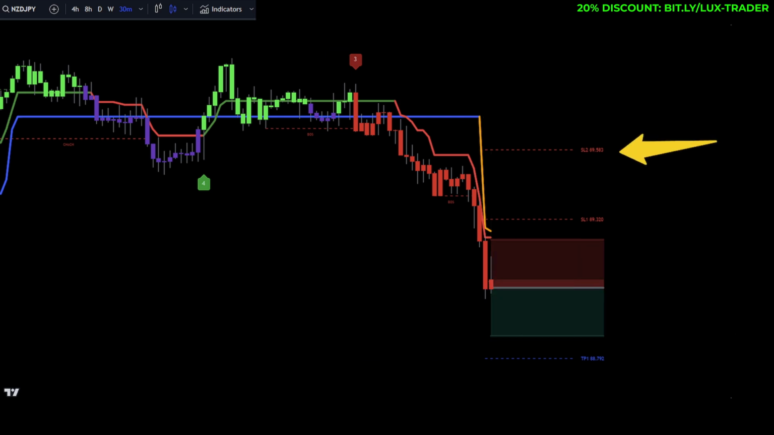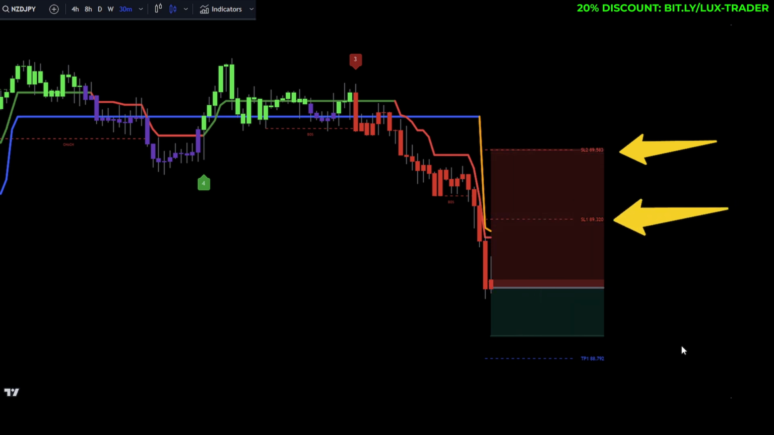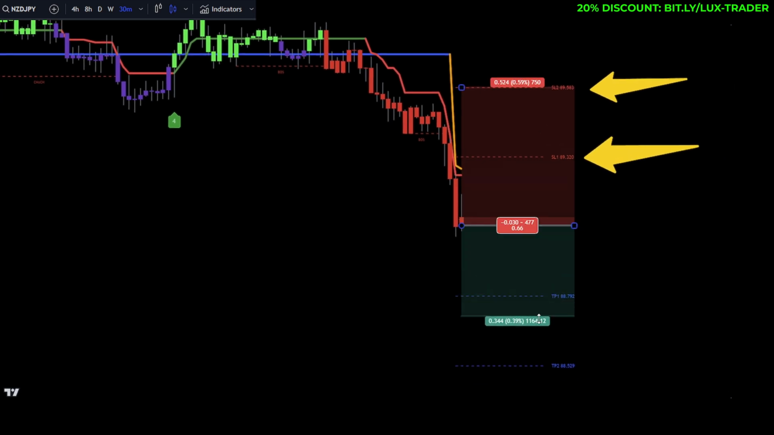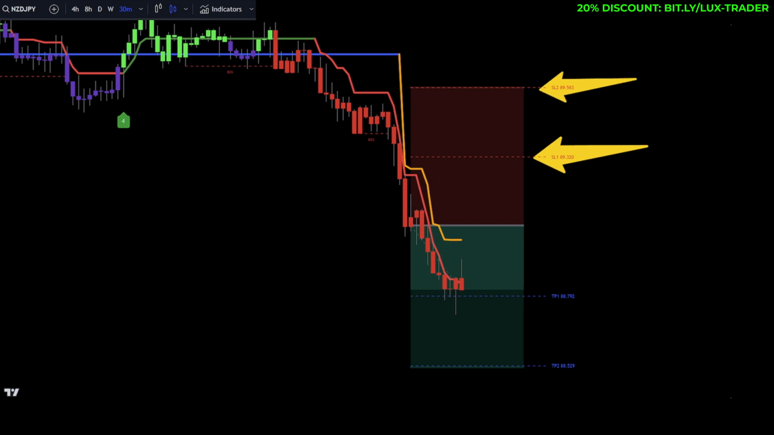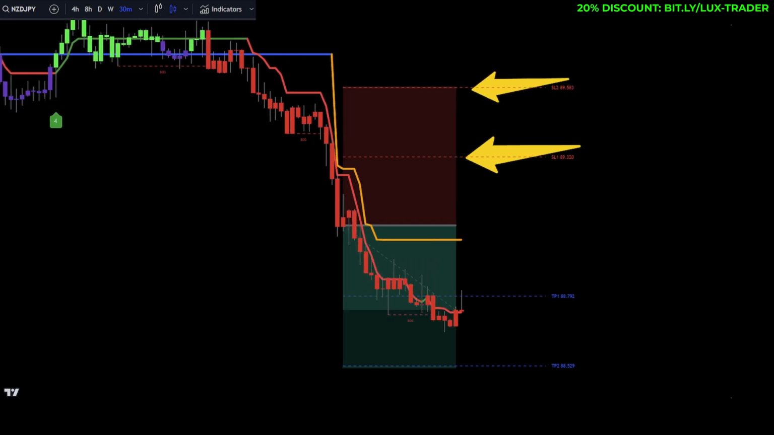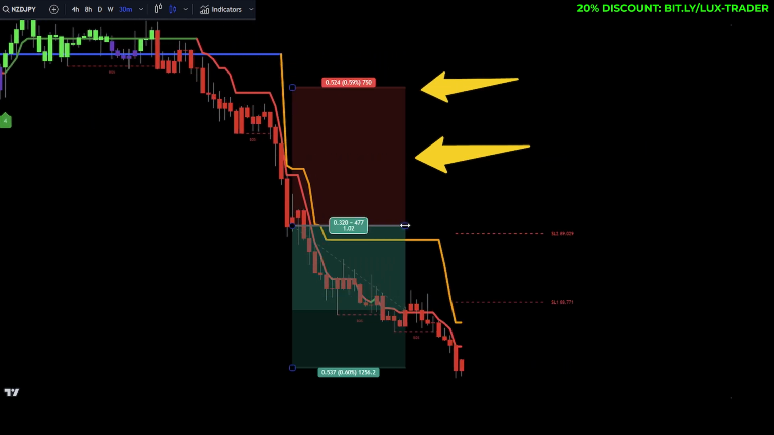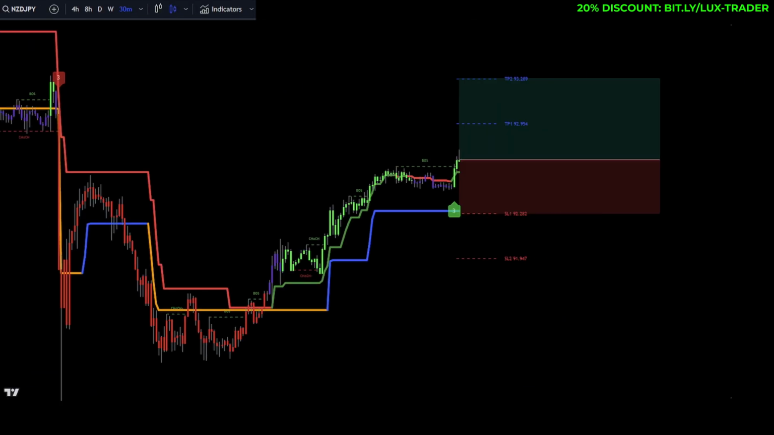Regarding the stop loss for sell trades, same as for buy trades, it depends on the volatility of the asset or time frame. And then, for taking profit, you'll want to aim for the second take profit level. Alternatively, you can use the first take profit level to close half of your position and secure some early gains, and then set your stop loss to break even and let the remaining position run until it reaches the second take profit level.